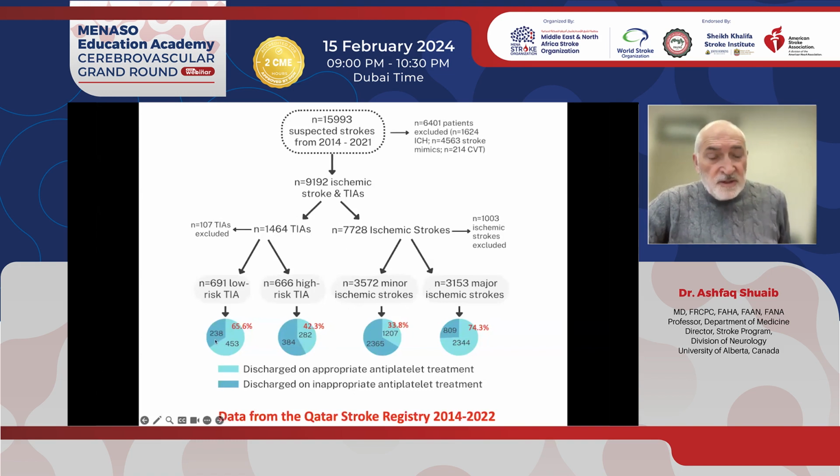In low-risk patients, where there should be monotherapy, about 65% are discharged on appropriate medicines. In high-risk patients, only less than half the patients are being discharged on dual antiplatelet agents. And similarly, in minor strokes, only a third of them who should be on dual antiplatelets are actually going home on dual antiplatelet agents. So there's room for us to improve things, right?